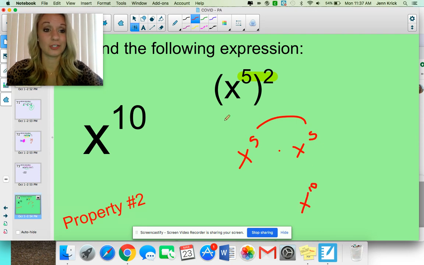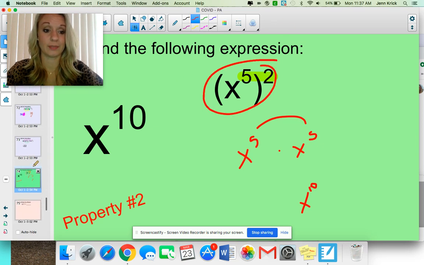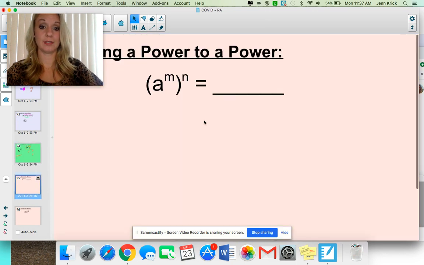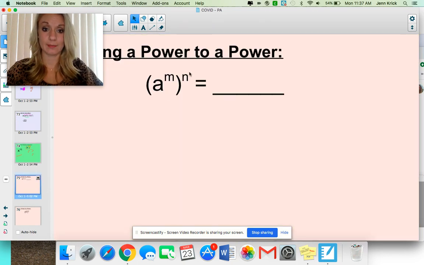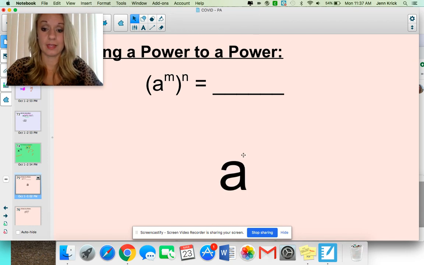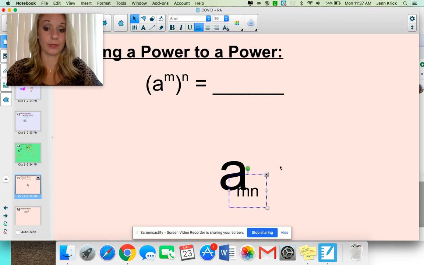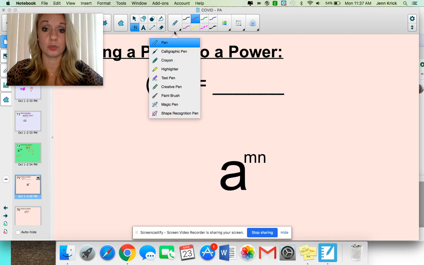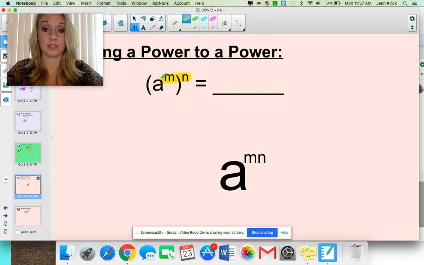But we don't need to do all of that work, because we can generalize a rule like this and come up with something more concise and simpler. So to generalize, if we have a to the m to the n, that's the same thing as saying a to the m times n power. When you see something like this, you are going to multiply your exponents together. So we are multiplying these.